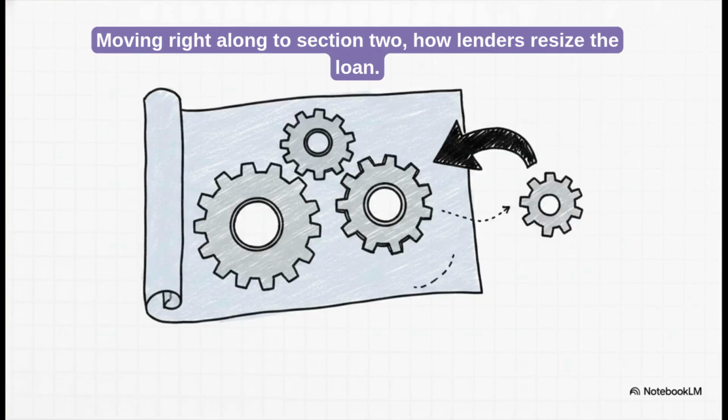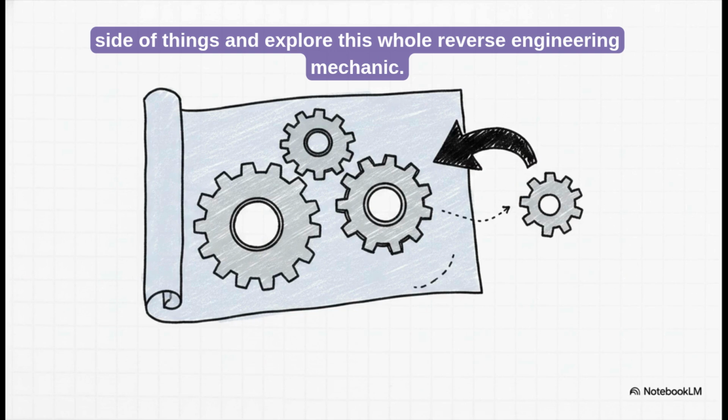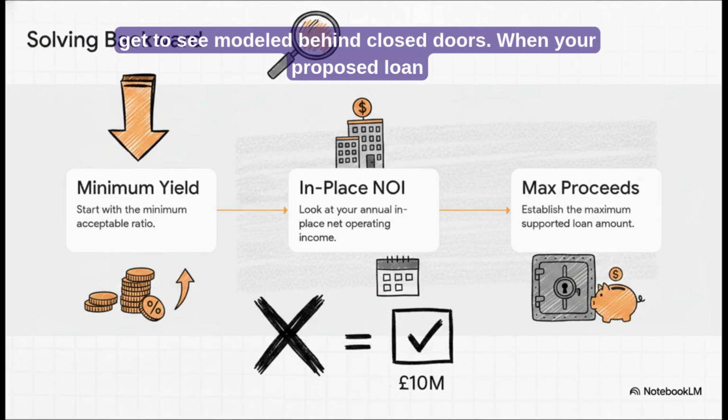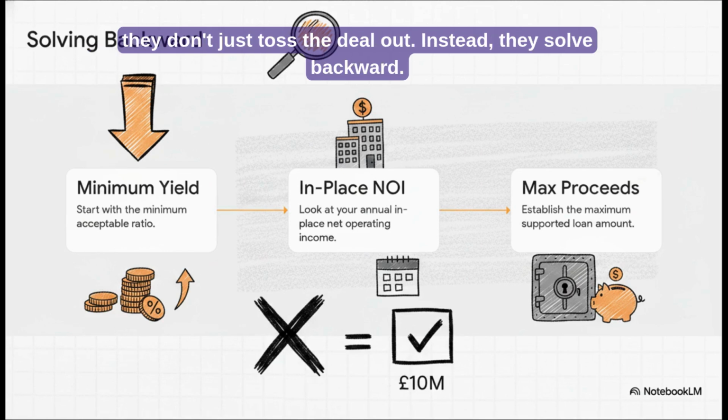Moving right along to Section 2, how lenders resize the loan. Let's shift our focus over to the practical side of things and explore this whole reverse engineering mechanic. Because here's the mechanic that most borrowers never actually get to see modeled behind closed doors. When your proposed loan amount produces a debt yield that falls below the lender's threshold, they don't just toss the deal out. Instead, they solve backward.